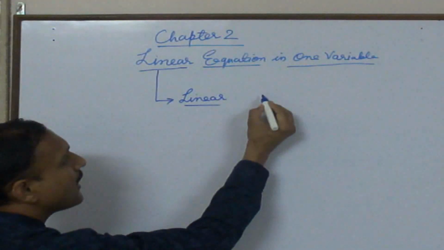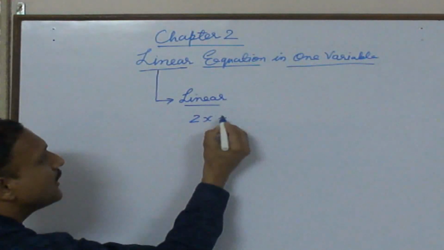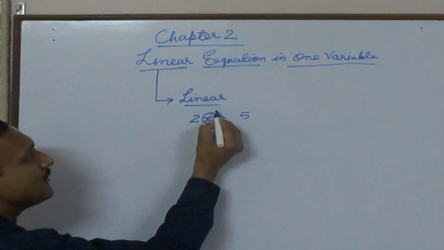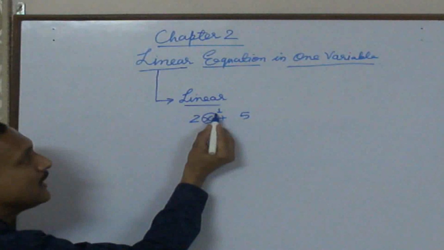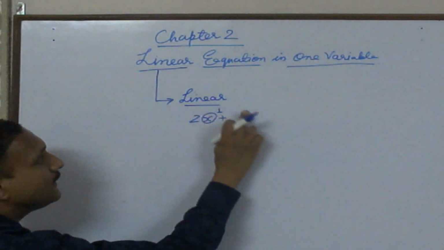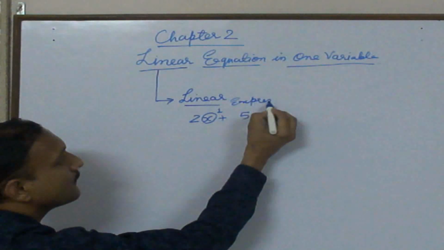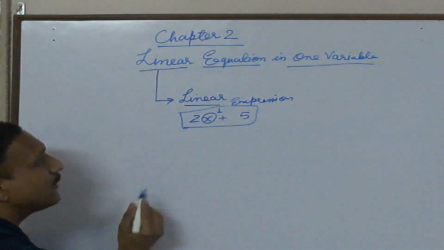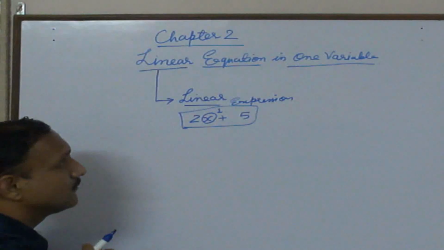So in the previous class we studied linear expressions, 2x plus 5. Here the highest power of the variable is 1. If no power is there, that means one power is there. So this is a linear expression. This expression is a linear expression because it contains a variable with power 1.